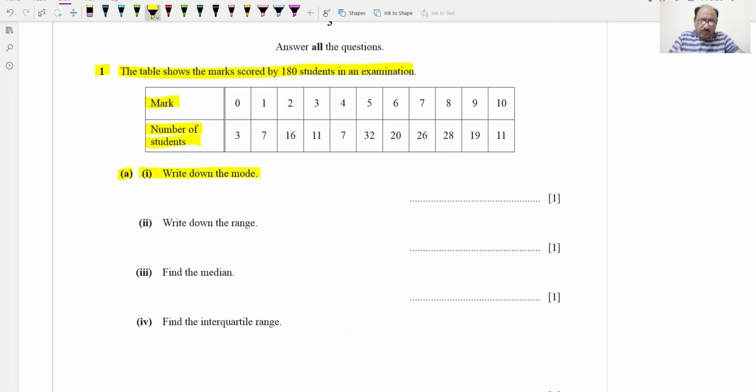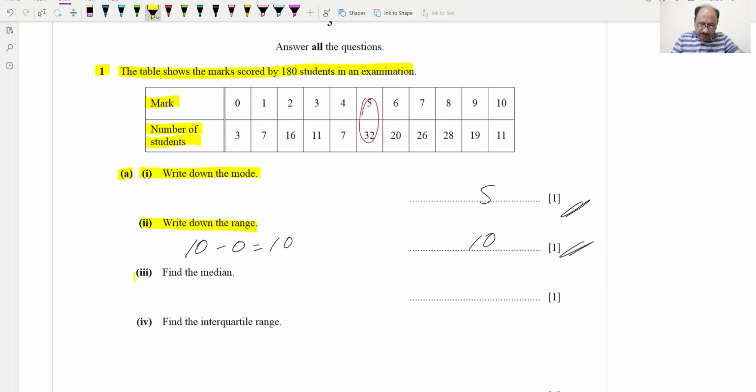Part A: write down the mode. Mode means most occurring or most repeating, and if you see this, 5 is most repeating, so our answer will be 5 for 1 mark. Then write down the range. Range is maximum minus minimum, the maximum is 10 and the minimum is 0, so the range will be 10. This will also be for 1 mark.